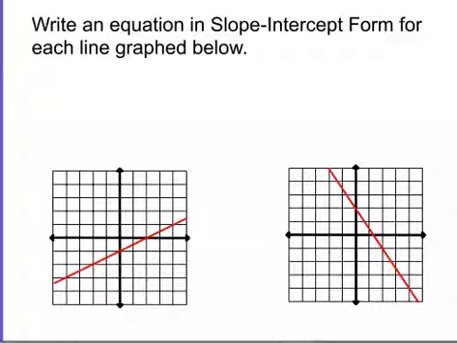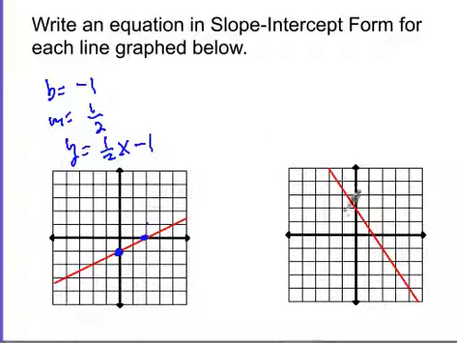We also can start with a line and write a slope-intercept equation. So what are the two things that we need to write a slope-intercept equation? We need a y-intercept and we need a slope. So what is the y-intercept of this graph? -1. And the slope is 1/2: up 1, right 2. So with that information, we can write the equation. It's y equals 1/2 x minus 1.